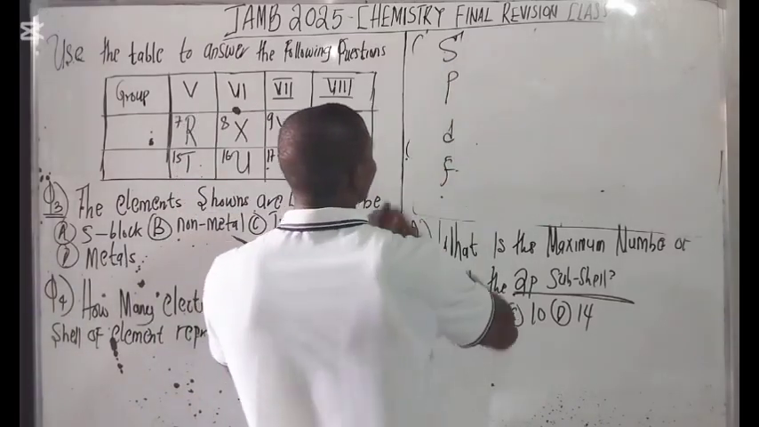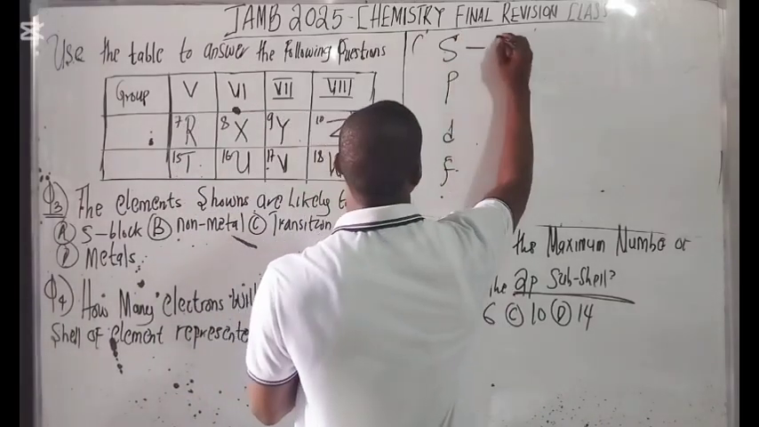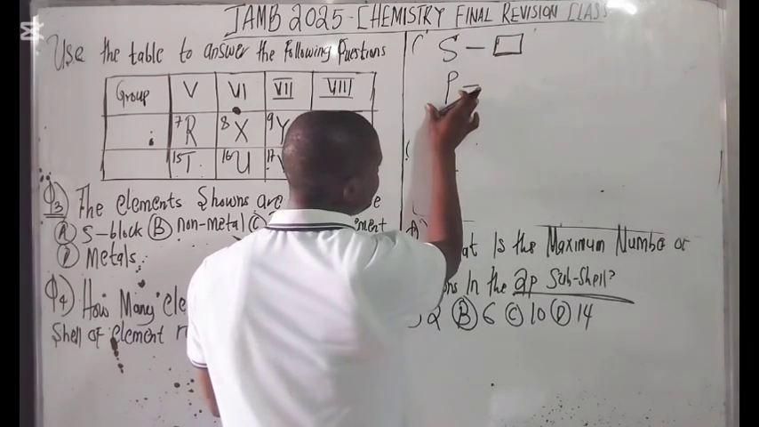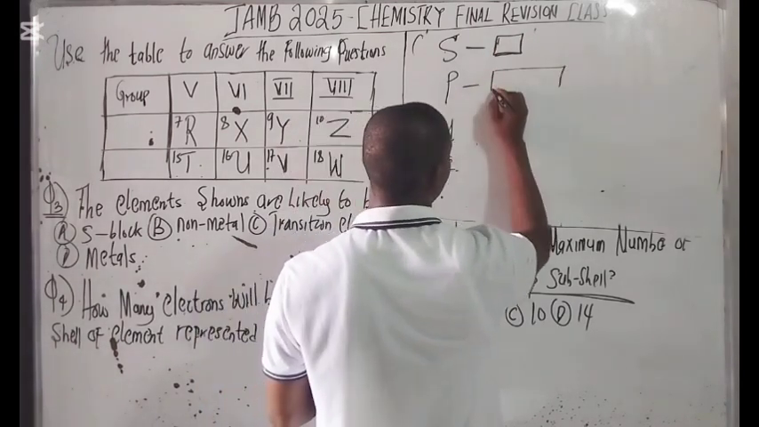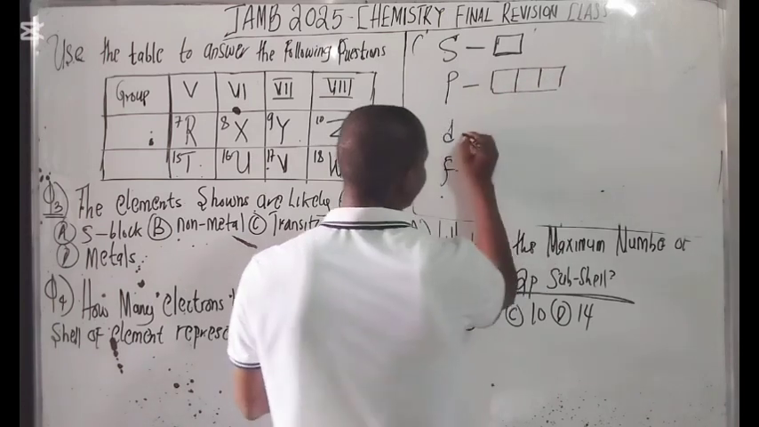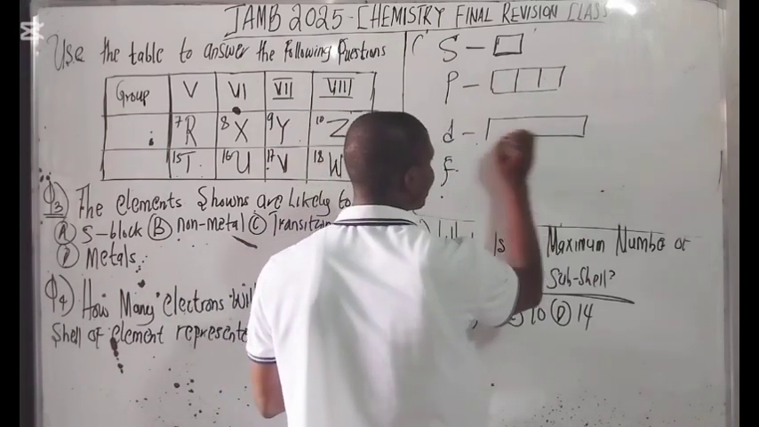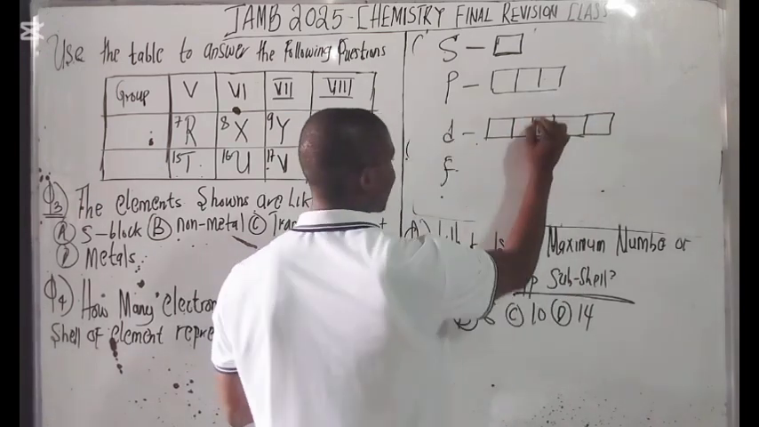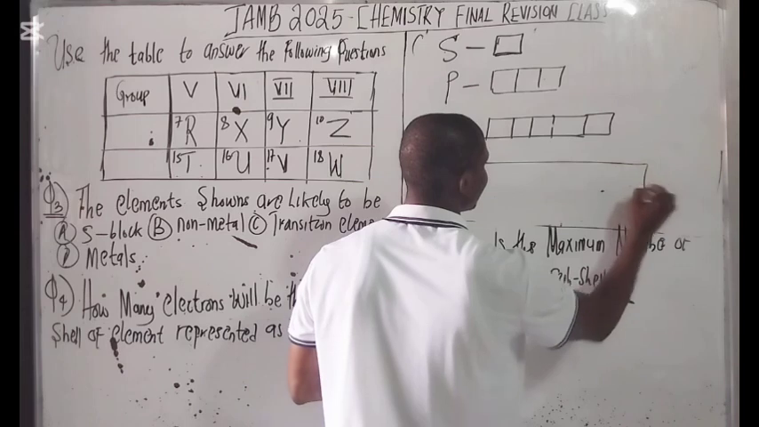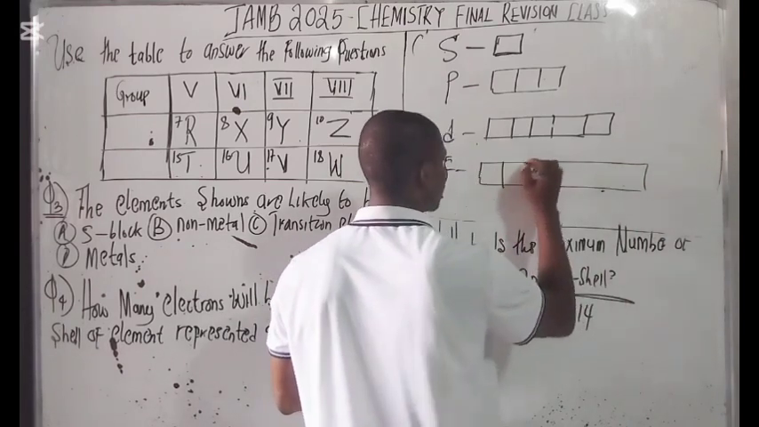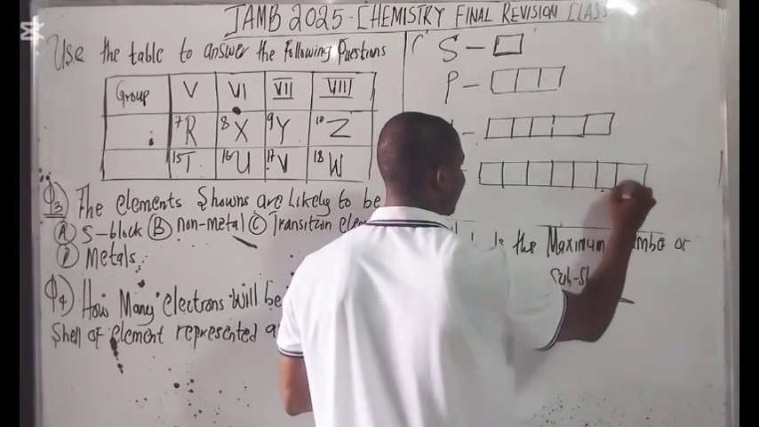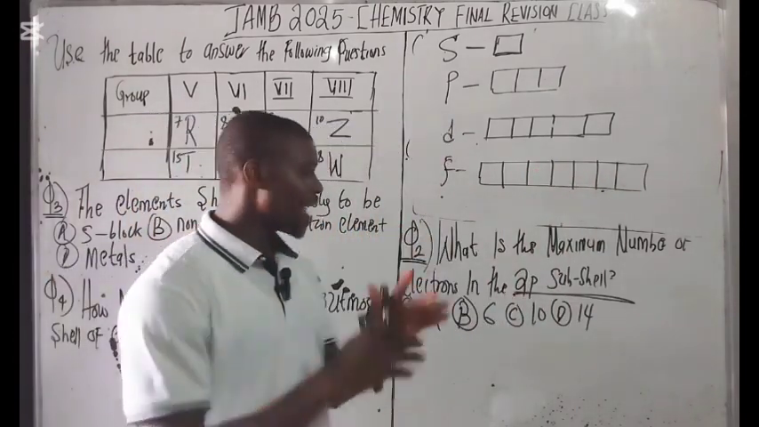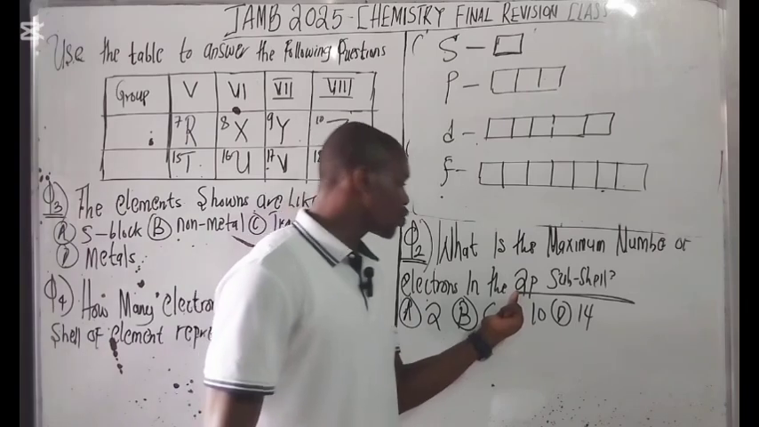The s orbital has 1 sub-orbital. The p orbital has 3 sub-orbitals. The d has 5: 1, 2, 3, 4, 5 sub-orbitals. And f has 7 sub-orbitals: 1, 2, 3, 4, 5, 6, 7. Now, what you need to understand here is that they ask about 2p. Now, this 2 is the what?